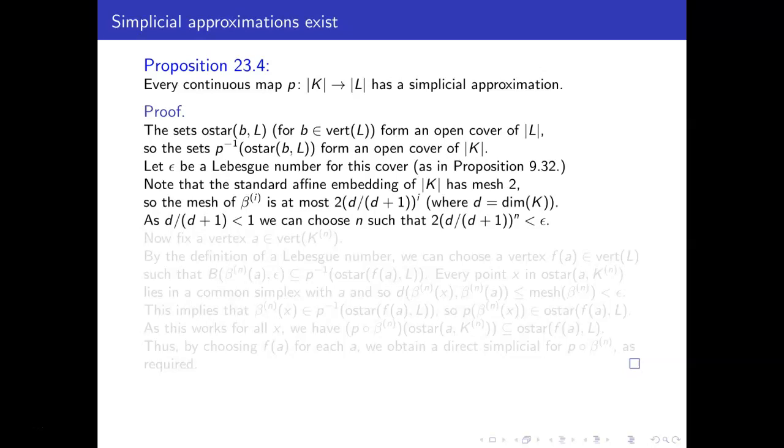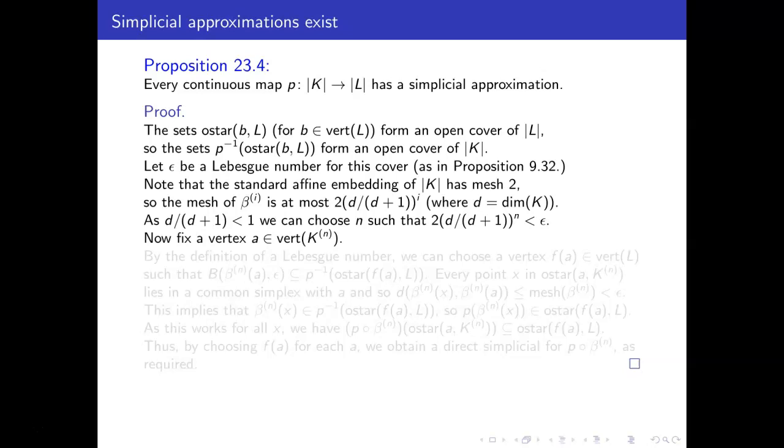So this d over d plus 1 is less than 1, so the powers of d over d plus 1 converge to 0. So if we choose n to be large enough, then twice d over d plus 1 to the power n will be less than epsilon. So we choose such an n.